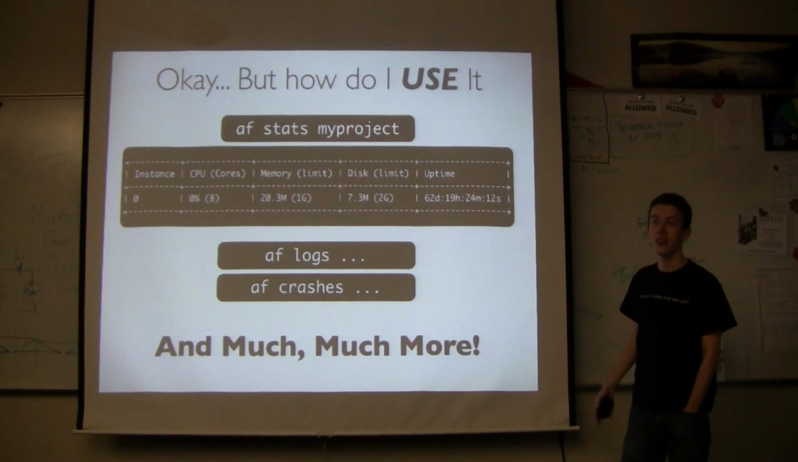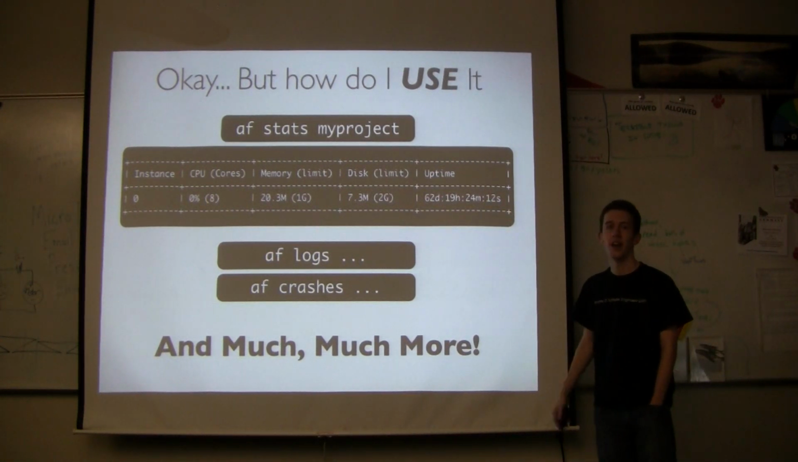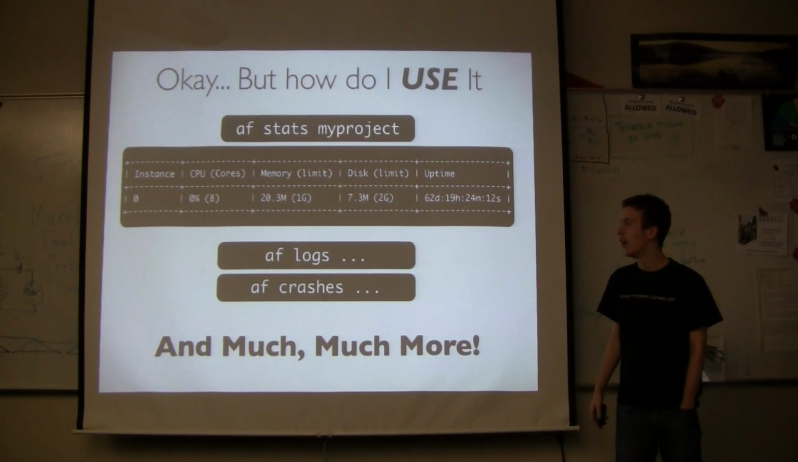Such things as AF logs and AF crashes are incredibly helpful. I can get on there and say, oh, hey, when was the last time my app crashed? What was the stack trace for it? And I can also just output to general logs.